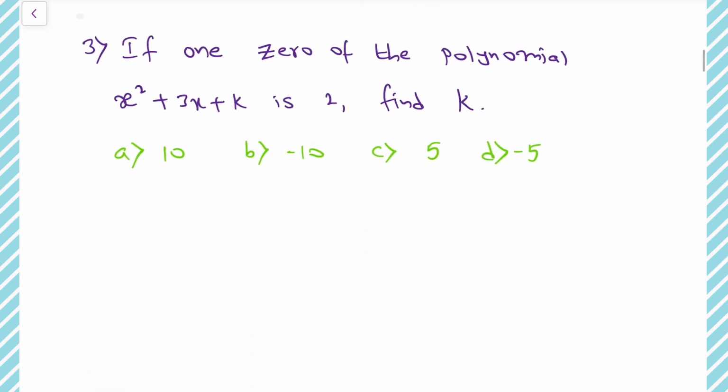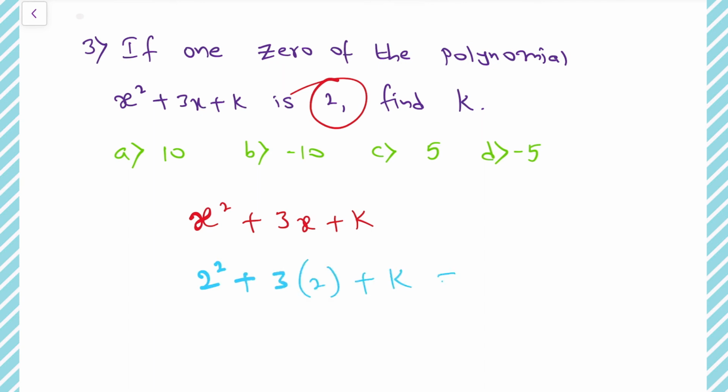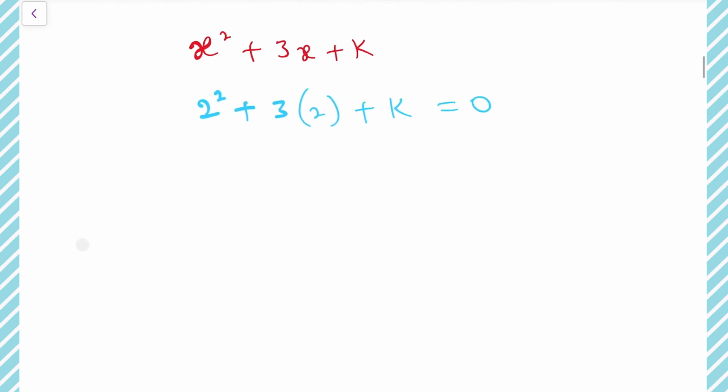Next, if one zero of the polynomial x square plus 3x plus k is 2, then find k value. So here whenever they give a zero, we just need to substitute in the place of x. The given polynomial is x square plus 3x plus k. Now in the place of x we need to substitute 2. So we will get 2 square plus 3 into 2 plus k, make it equals to 0. 2 square is 4 plus 3 2s are 6 plus k equals to 0.